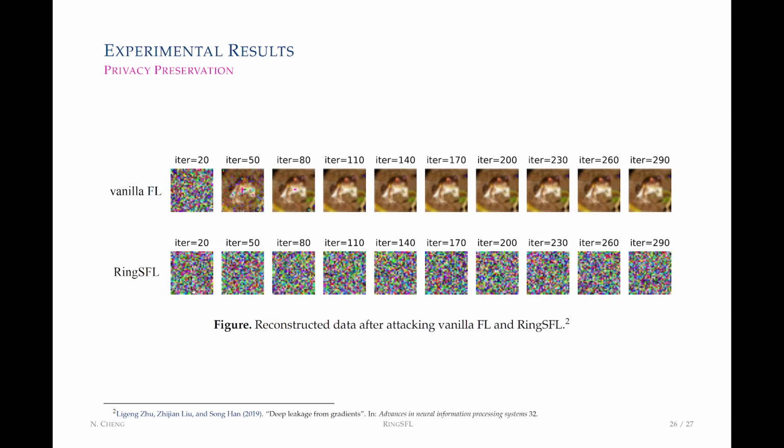It is evident that after 80 iterations, the training data in the vanilla FL can be successfully reconstructed, whereas the attack on RingSFL fails to recover the training data. This outcome is primarily attributed to the adoption of a blended model transmission in RingSFL, which involves fragmented and mixed model parameters, making it challenging for attackers to extract information about the training data. As a result, RingSFL effectively prevents the recovery of the original training data, thereby preserving user privacy.